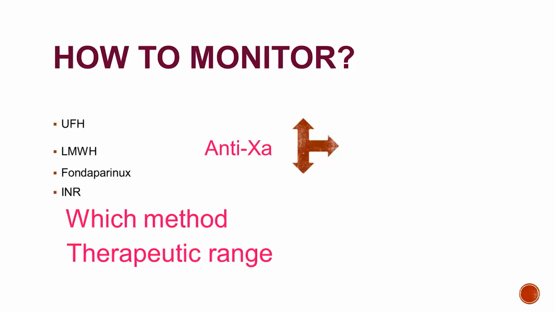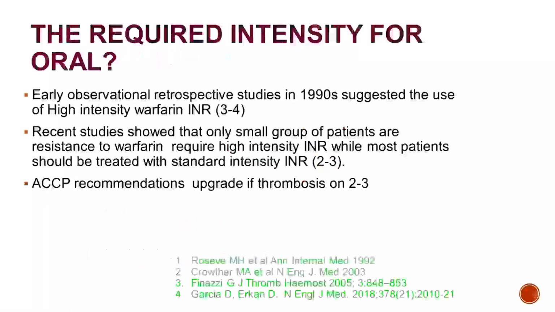When it comes to the INR, it was an issue. The intensity of INR, early in the 1990s, was recommended to be high because the disease has a high recurrence rate. Later studies have shown that the standard intensity of 2 to 3 is quite enough, with good support to stop the thrombosis and avoid bleeding.